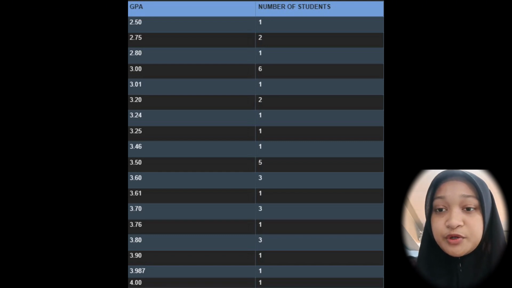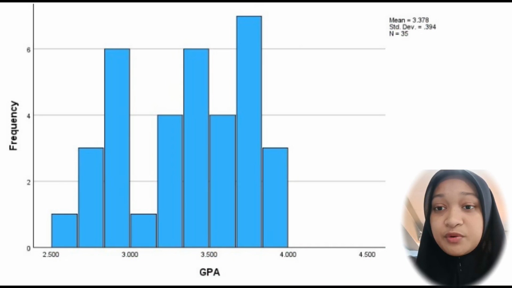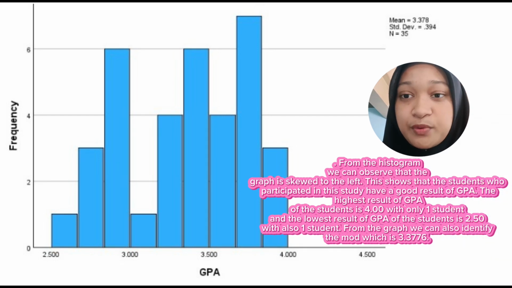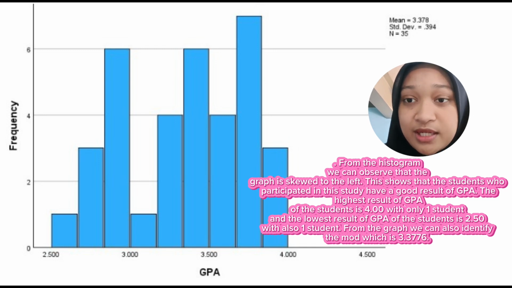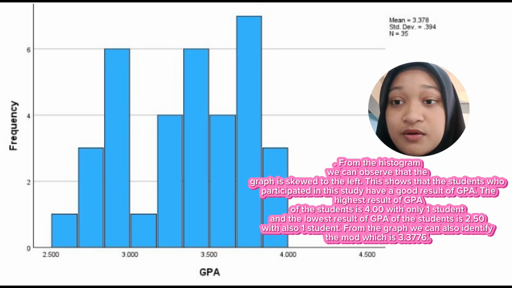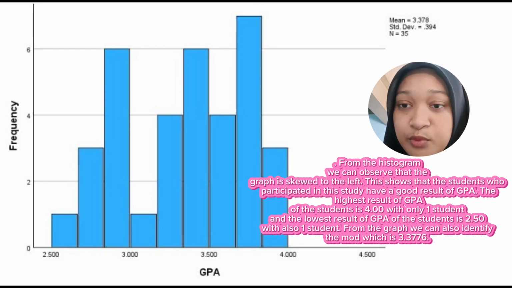For the quantitative variable, firstly we have grade point average, GPA. Based on the data distribution with the sample size of 35 students, a histogram can be constructed. From the histogram, we can observe that the graph is skewed to the left. This shows that the students who participated in this study have good GPA results. The highest GPA is 4.00 with only one student, and the lowest GPA is 2.50 with also only one student. Also from the graph, we can identify the mode, which is 3.3776.